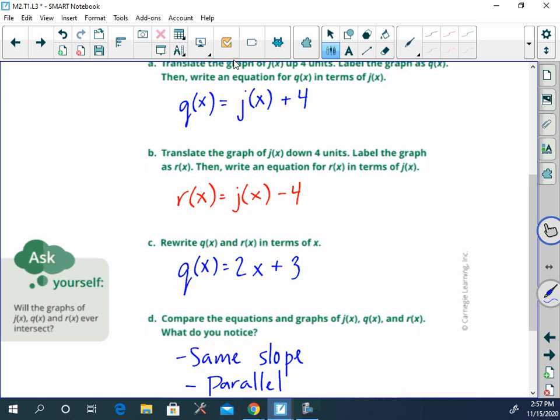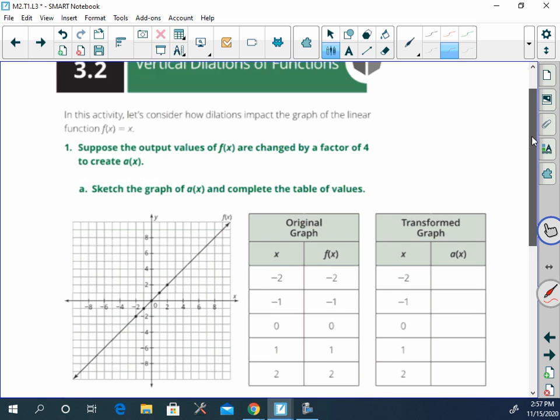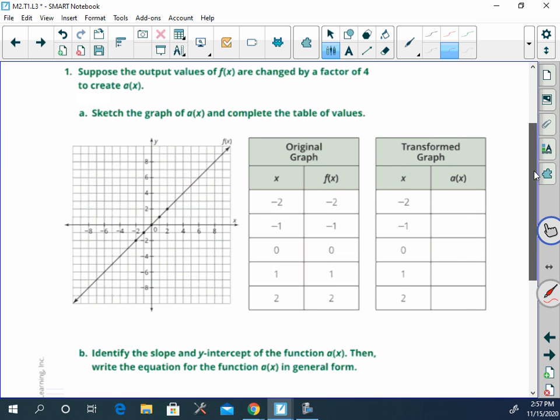Okay. All right, on to activity 3.2. So activity 3.2 is going to be similar, but this is a little bit trickier here. So we're going to start with the same f of x function here, just x, our basic linear function. Suppose the outputs are changed by a factor of 4. So they're changed by a factor of 4, meaning we're going to multiply by 4. So what we're going to do, the x's here stay the same, and we're going to multiply by 4 for each of these. And that's what our new values are going to be.